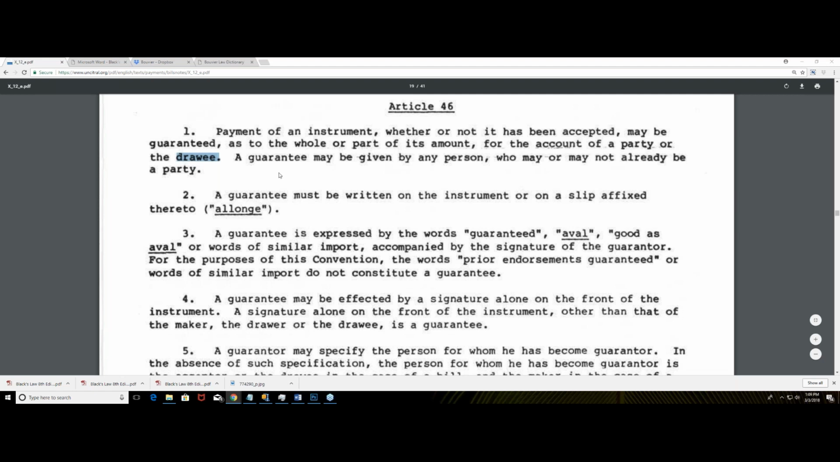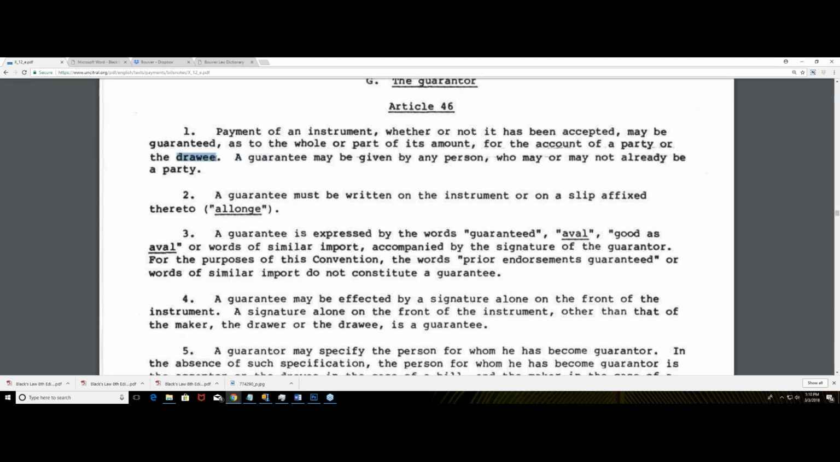All right, so you're not accessing a secret account or anything like that, okay? So you're being a guarantor. You're a guarantor, all right? The drawee in this case is really not the Secretary of Treasury. Sure, you know he's the trustee of it. It's coming off of your account that you have set up, that you created, that you deposited in your bond, okay? So a guarantee may be given by a person who may or may not already be a party, okay?